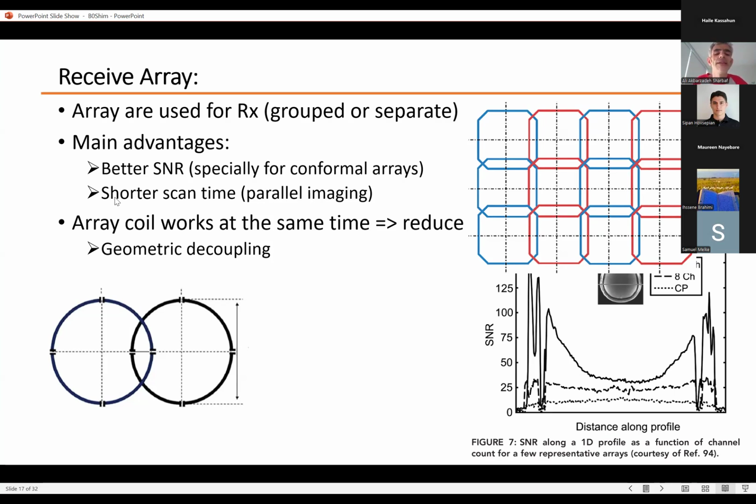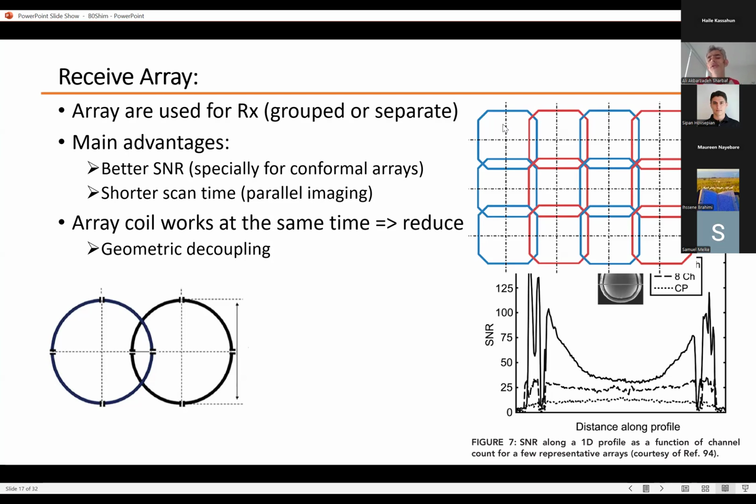The other advantage is that it shortens the scan time through parallel imaging because we have different arrays, different elements, and each of these elements picks up the signal just from a certain portion of the subject. So we have some knowledge about the location and the area that is covered by each loop, and it helps us to do the reconstruction much faster. And here is a photo of an array.